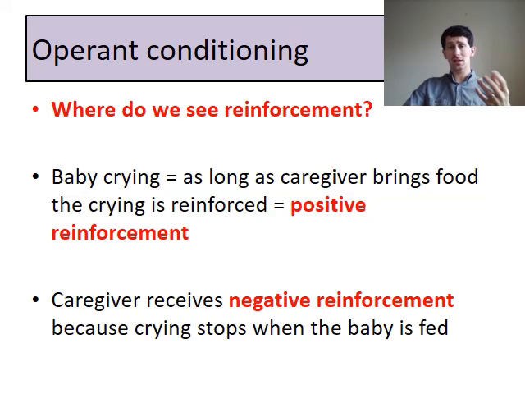And also we have negative reinforcement occurring as well, because when the caregiver gives the baby the food, the baby stops crying. So it stops that particular behaviour. So that's negative reinforcement because it stops a behaviour from occurring. So we've got positive reinforcement when the baby's crying and negative reinforcement when the baby stops crying eventually.